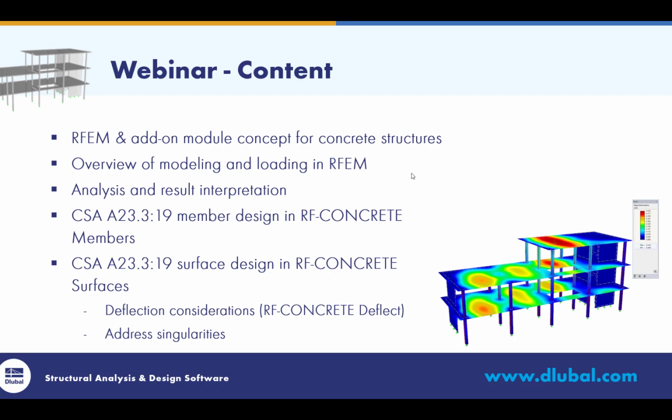Then we'll move into our first add-on module, RF Concrete Members. This will allow us to do member design, including columns or beams, according to the CSA A23.3, and we have recently added the 2019 standard. We'll move into our second add-on module, which is RF Concrete Surfaces. This allows us to do surface design, including slabs and walls, also according to the CSA. Within RF Concrete Surfaces, we will consider deflection checks, and this is using the add-on module extension RF Concrete Deflect. And finally, I'll show you how you can address singularities which may occur in any finite element analysis program.